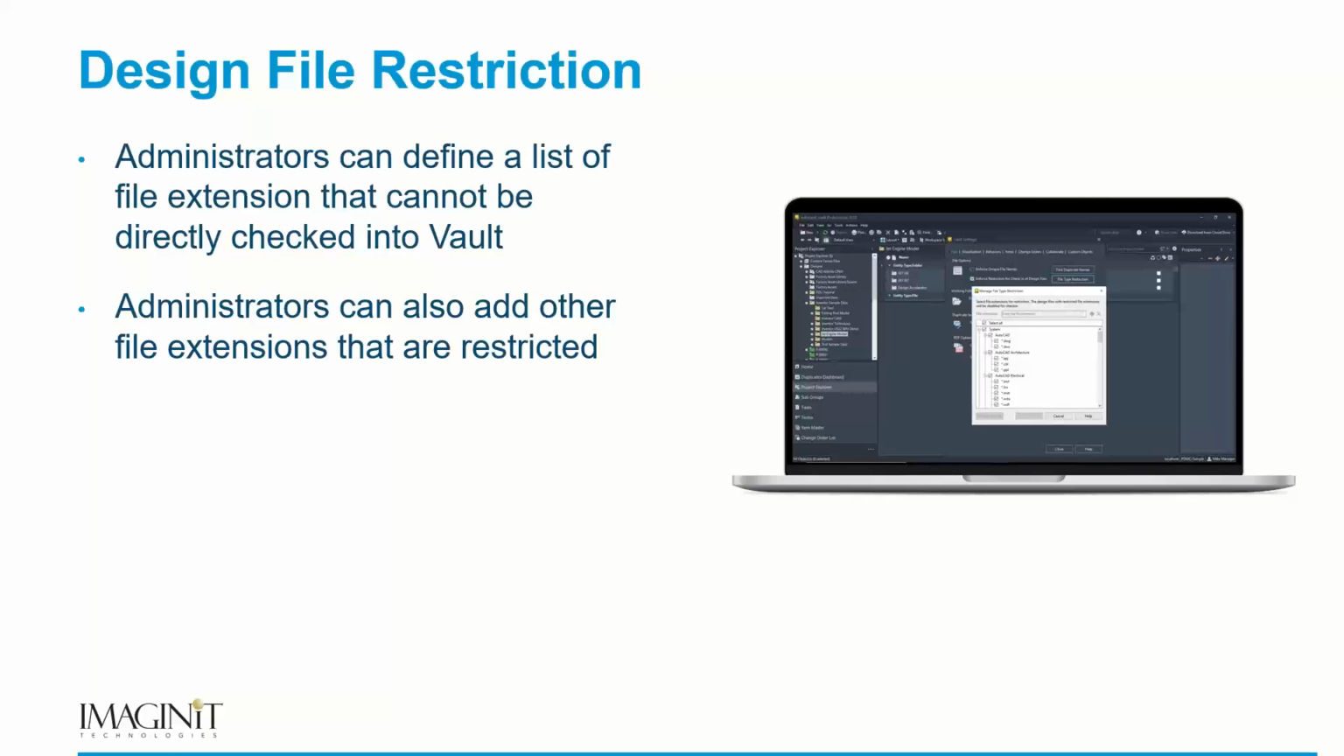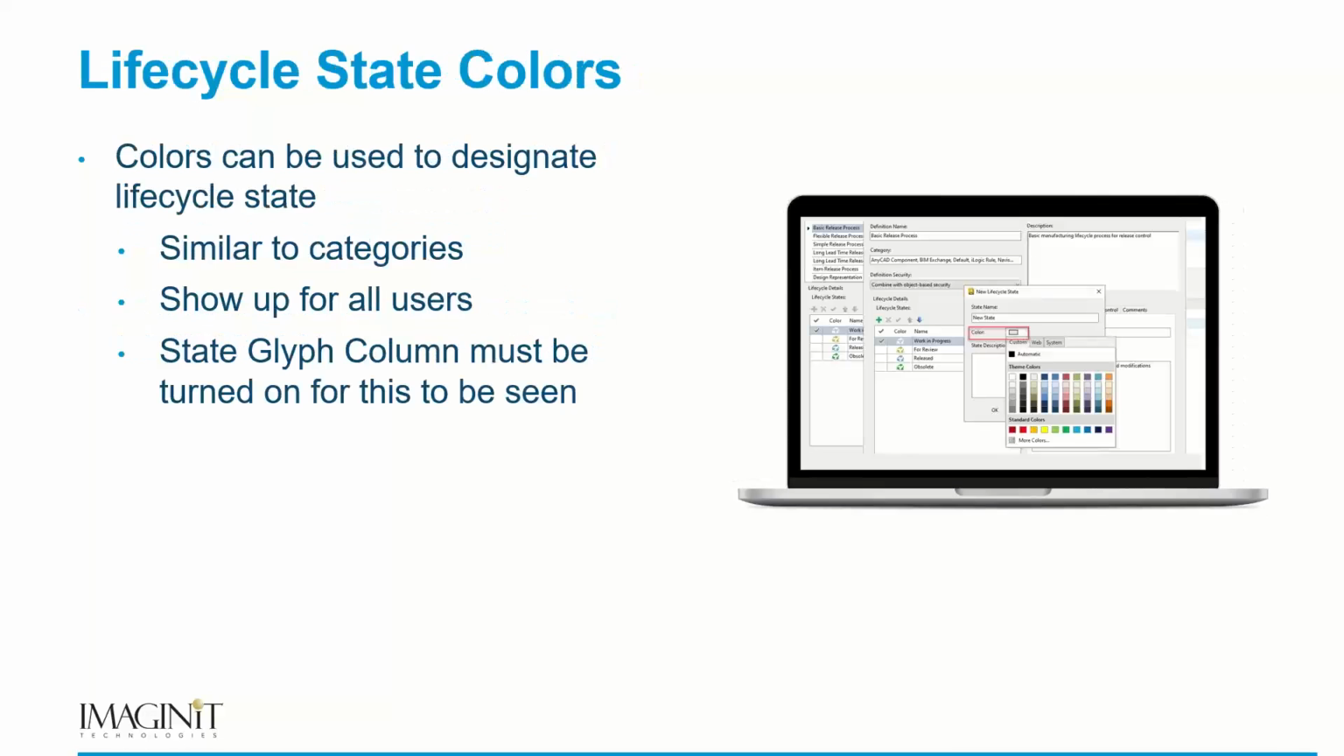You can define which file extensions are allowed to be checked in outside of the design tool and which ones are not. It's a pretty fine point. You know, it's one of those I'm like, yeah, I can see where that'd be useful, but it's not something everyone's been asking me for or worried about. So it's just interesting. Another administrative tool that's kind of just interesting is this idea of life cycle state colors, where we can set up colors that determine the life cycle state. It's kind of like what you see for categories. This is set up at administrator level and it shows up for all users.